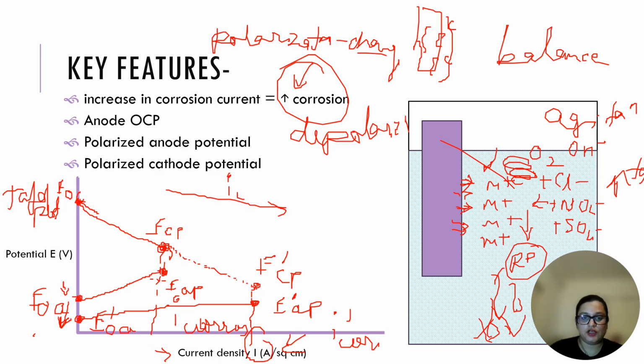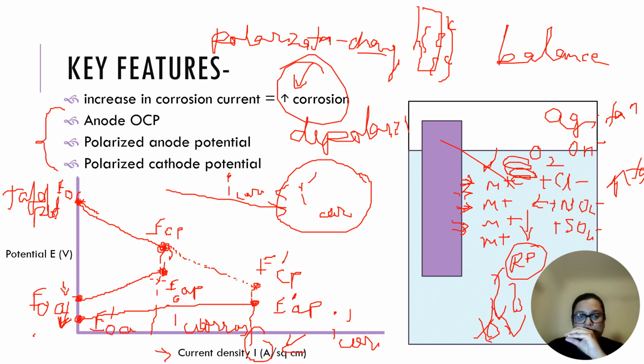So it has changed from I corr to I corr dash, which is exactly what we saw in the physical picture, that when you have anode depolarization, you have an increased corrosion and you have the negative movement. A negative movement, more negative anode OCP, which is this, polarized anode potential, which is this, and the polarized cathode potential. So everything becomes more negative and the I corr increases. So that is anode depolarization.